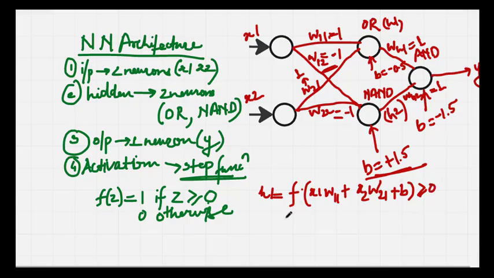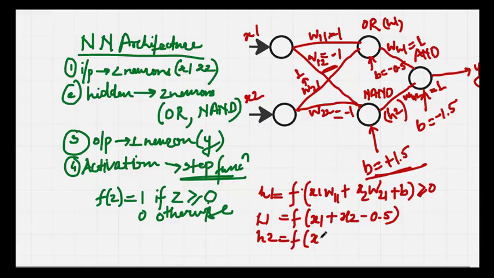Okay, so let's substitute these values, which is nothing but f of what is my x1? x1. And w11 is what? 1. So this becomes x1. w21 is what? 1. So this becomes x2. And then my bias for h1 is what? Minus 0.5. So this will be minus 0.5. So this is how the equation of h1 is calculated.